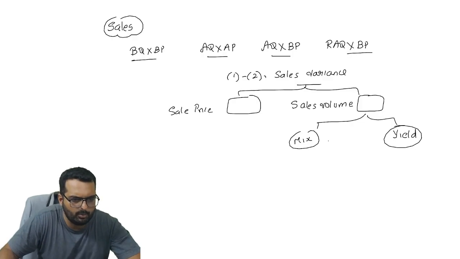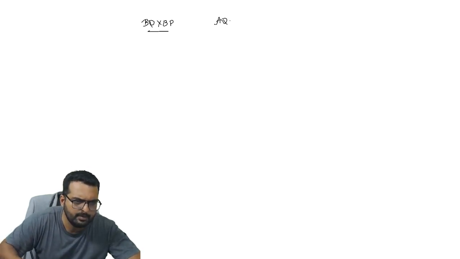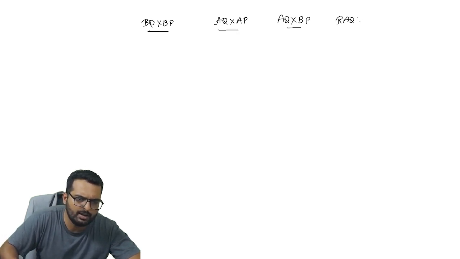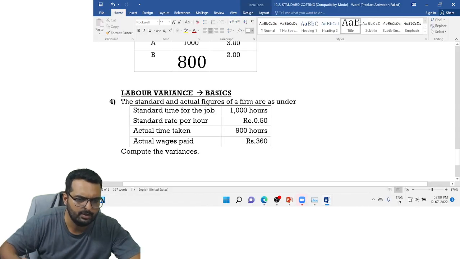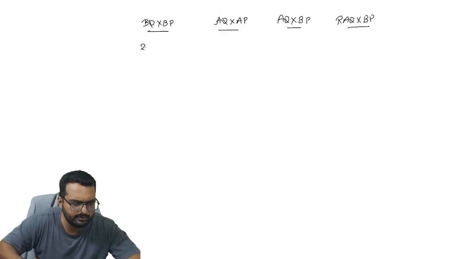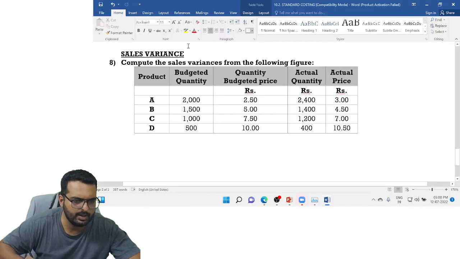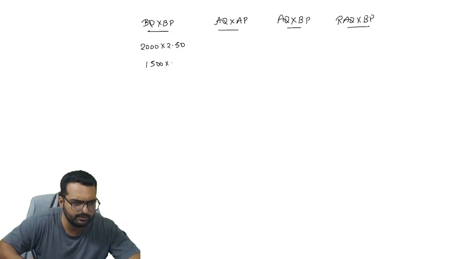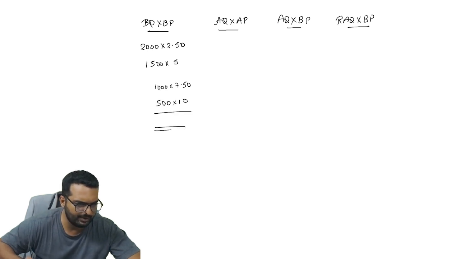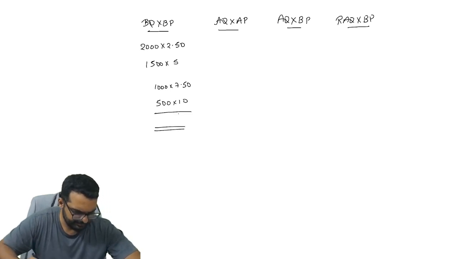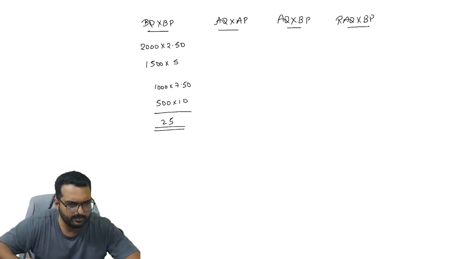Excellent, friends. I'll just do it on the board now. As I told you, it will be BQ into BP. Somebody please help me with the numbers, okay? AQ into BP, and the last one is what? RAQ into BP. So you have 2000 into 2.5. Okay, the other one is going to be 1500 into 5. Then it is 1000 into 7.5. Okay, then it is 500 into 10. So friends, tell me, what is the total that you get over here? Is it 25,000? All right.